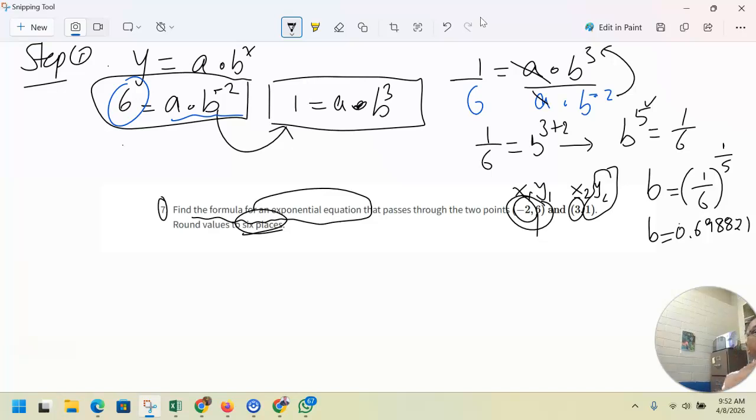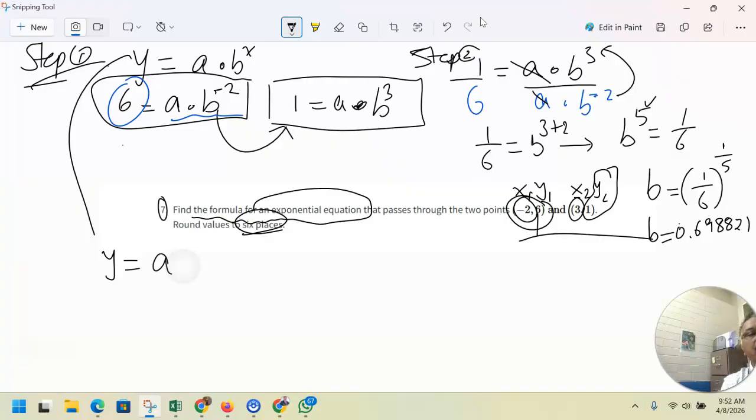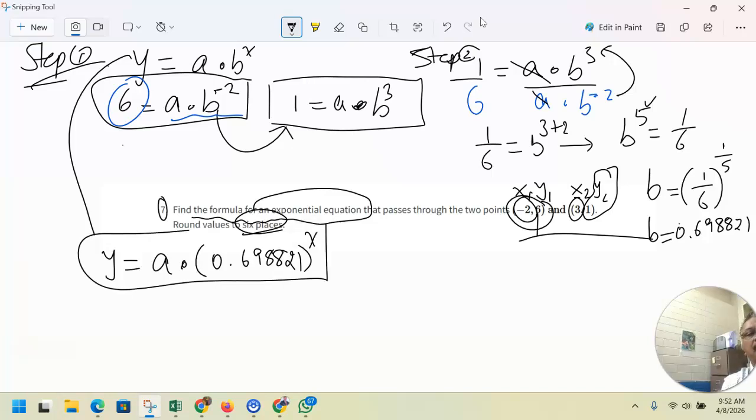Step 1, this was step 2 by dividing. Because of this, you got B, right? So I write y equals A times 0.698821 raised to x. Our next goal is to find the A part. We don't know what A is. So one of these points has to be plugged in, either this or this. I'll use this point, 3 and 1, it is better.